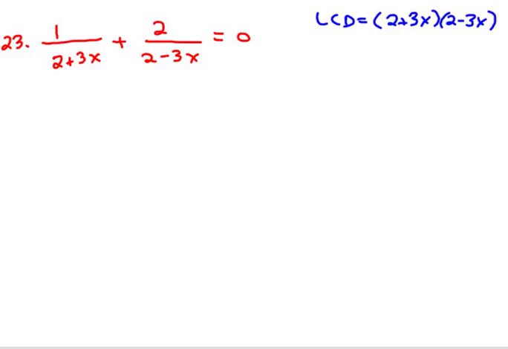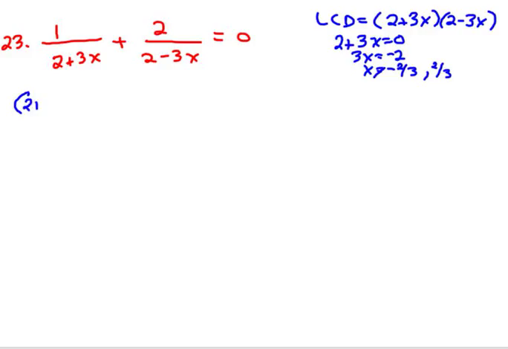And when you're trying to find out the excluded values, remember what you're doing is trying to find out what value of x makes this denominator 0, and if you set each of those factors to 0, you will see that you subtract 2 and divide by 3, and x cannot be negative 2/3, and of course this would just be positive 2/3. So negative or positive 2/3 would be the excluded values that are not in the domain. So now what we want to do is multiply every term by the LCD.